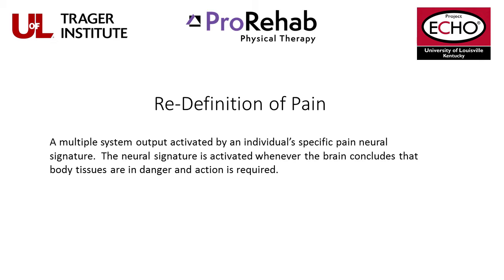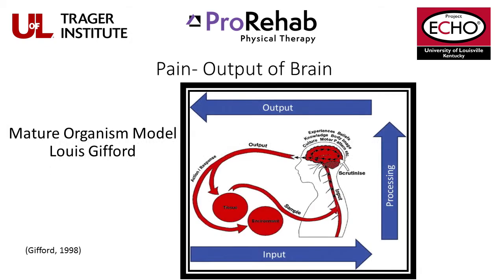A more modern concept of pain, as we know it today, is defined as a multiple system output activated by an individual's specific pain neural signature. The neural signature is activated whenever the brain concludes that body tissues are in danger and that action is required. This model is based on work by Louis Gifford, who was one of the first scientists to really look at pain in and of itself, back in 1998. He came up with what we're using today, called the mature organism model, and it promotes pain not as an input into the nervous system, but as an output of the brain.